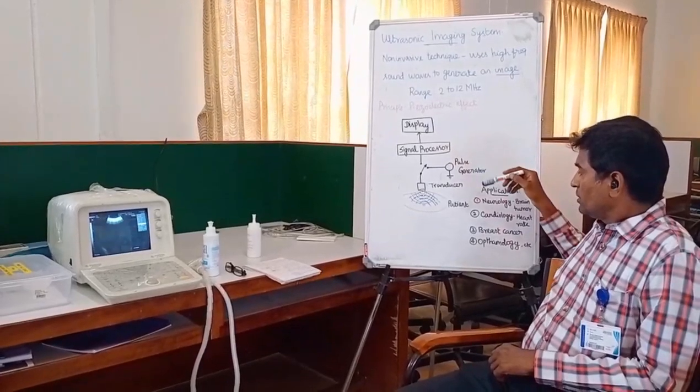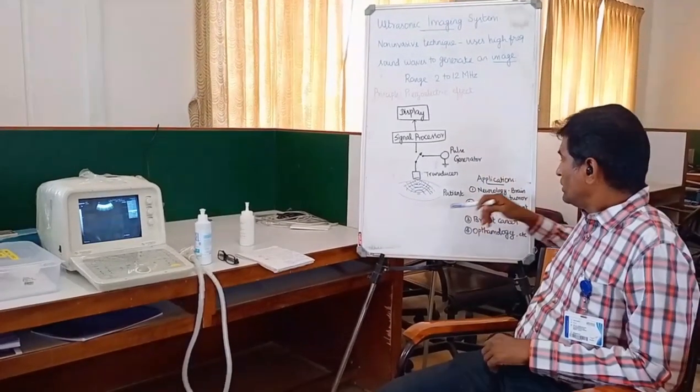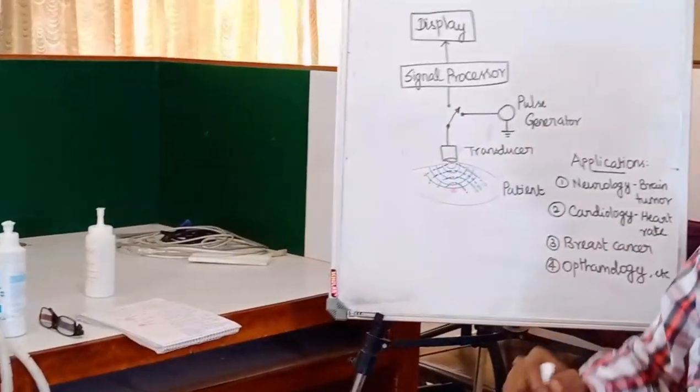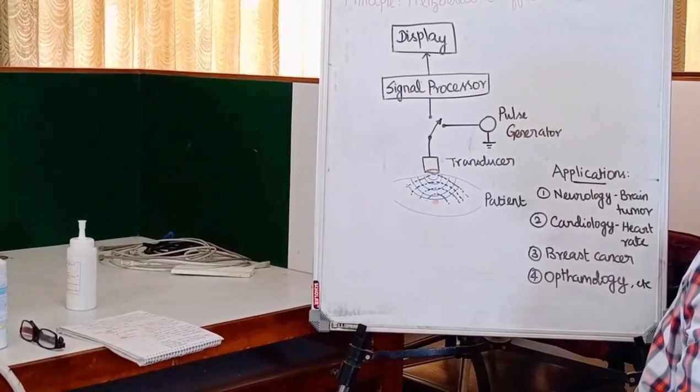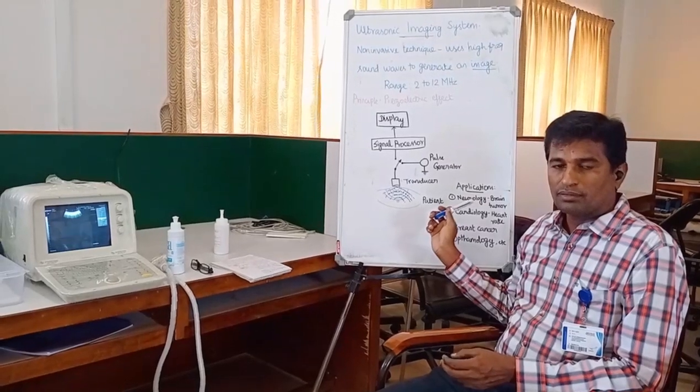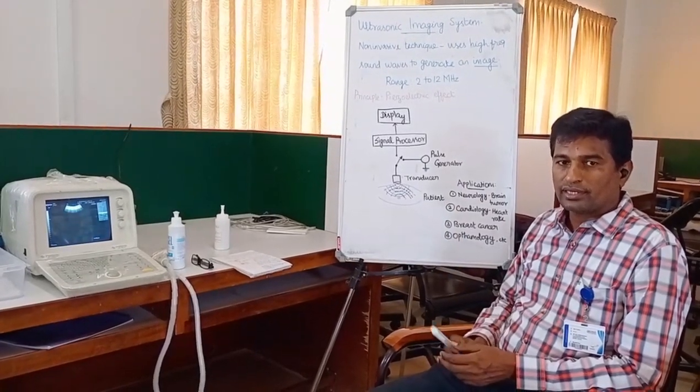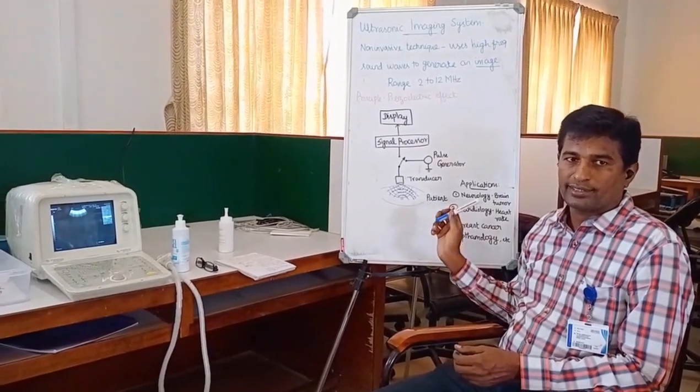And there are quite a good number of applications in the biomedical field, namely neurology, the brain tumor, and in cardiology it is used to find the cross section of the heart and heart rate. Similarly, it is used for breast cancer diagnosis and in ophthalmology, etc.